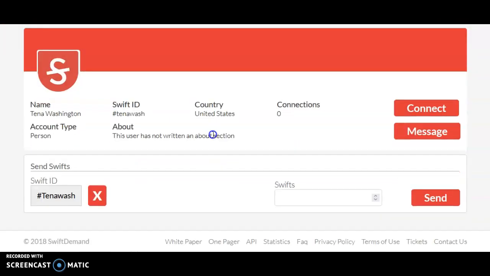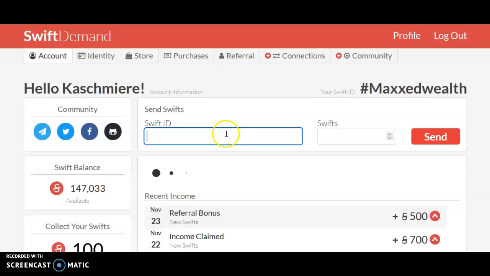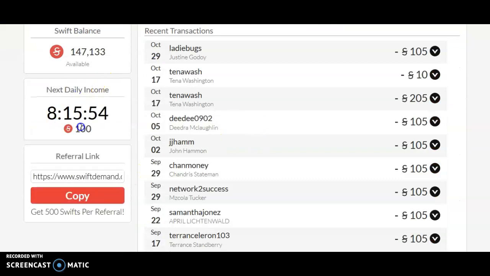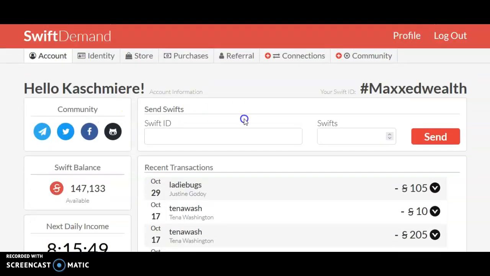Now I'm going to claim. Let me show you me claiming. Let me go back to my account. It jumped on me. Claim. Watch this. Bam, you see it sent that 100 up into my account. Now it's 147,133. Now, that is how we get the free coin every day. Every day we get free coin.